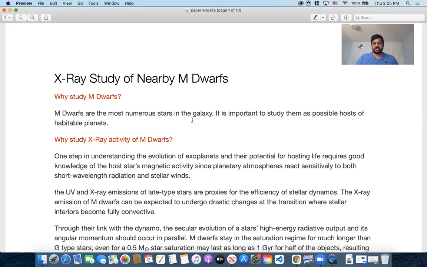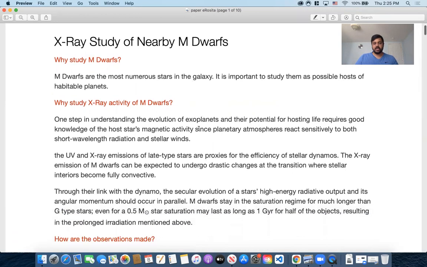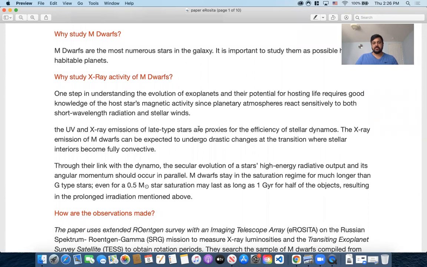Why study X-ray activity of M dwarfs? One step in understanding the evolution of exoplanets and their potential for hosting life requires good knowledge of the host star's magnetic activity, since planetary atmospheres react sensitively to both short wavelength radiation and stellar winds. The UV and X-ray emissions of late-type stars are proxies for the efficiency of the stellar dynamos.